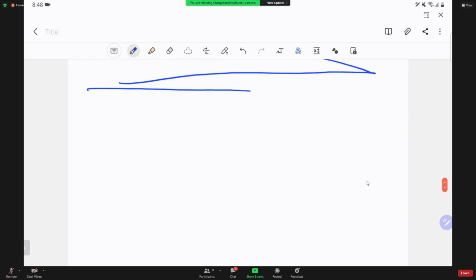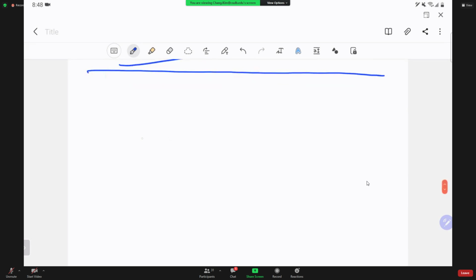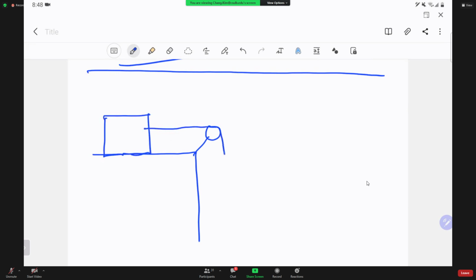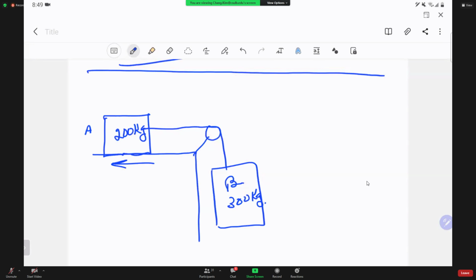Okay, let's go with another example. All right, we've seen this thing before, similar. So here is a block A with 200 kilograms, and this is a block B. I have 300 kilograms. And the surface roughness between these two mating surfaces, the coefficient of friction, happens to be 0.25.